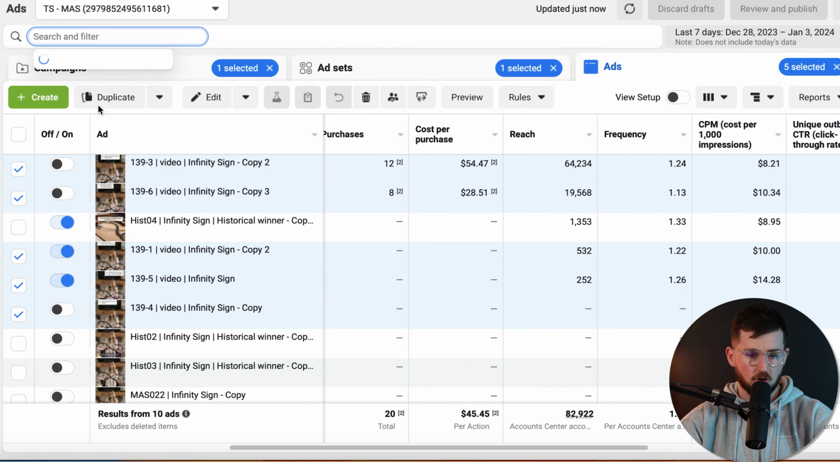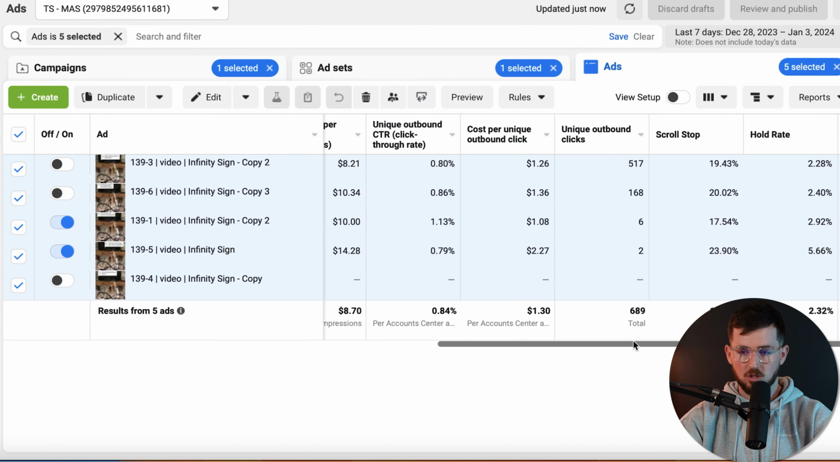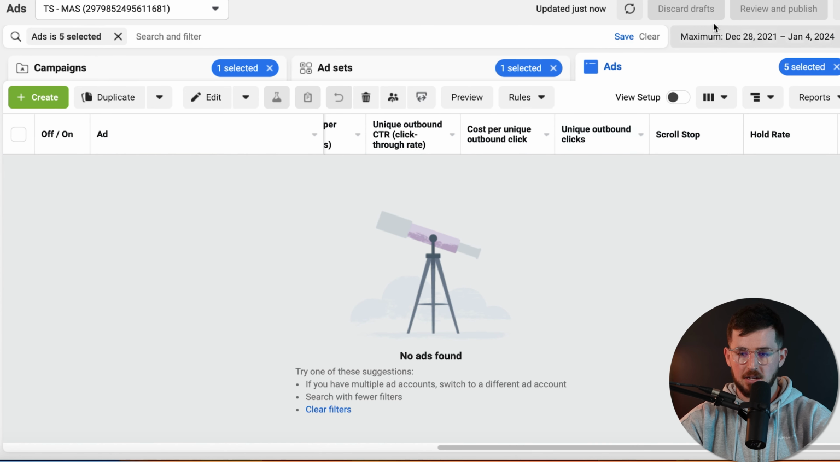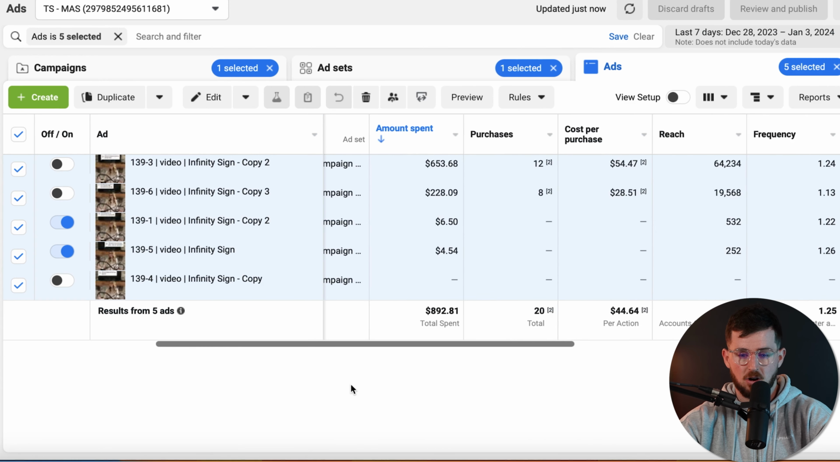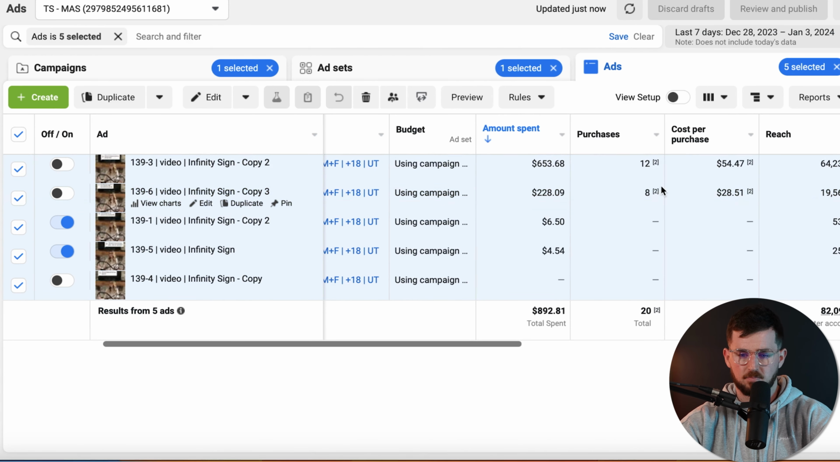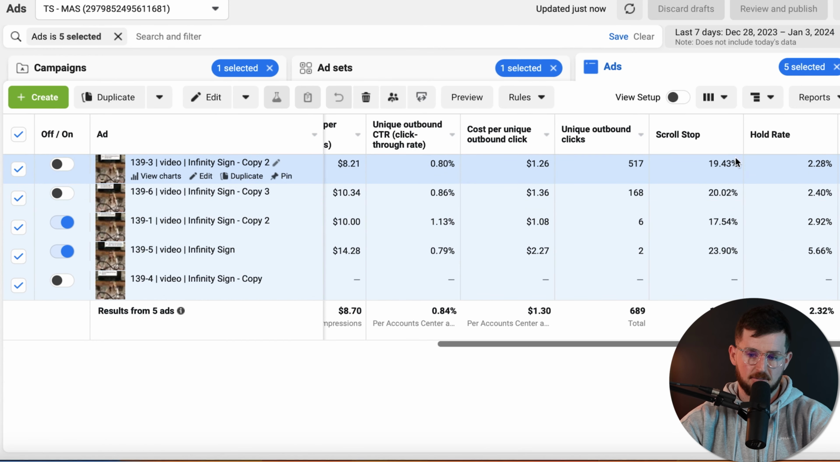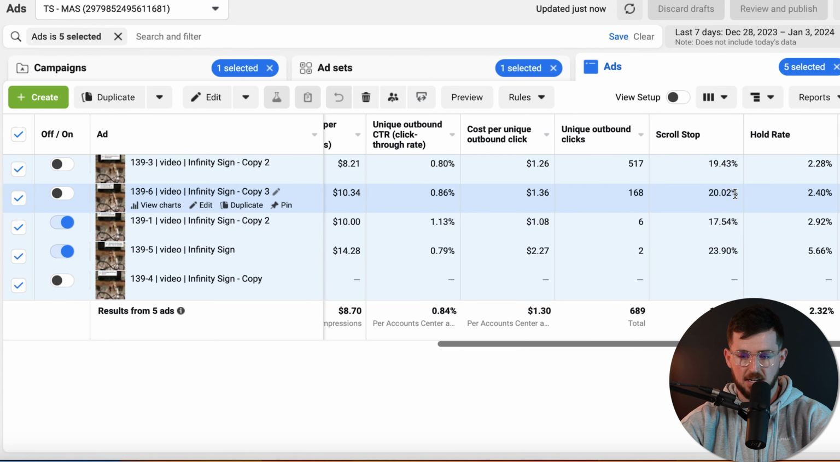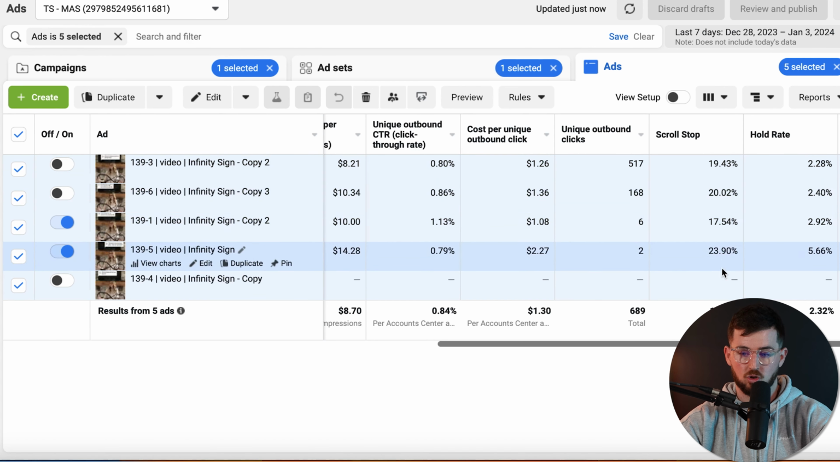So here's a variety of creatives right here. They're all fairly similar. I think we just tested different hooks on each one. This is cool that we have this because now I can see the different scroll stops, because again, you don't want to compare the scroll stop of too many different things. Right here, this is sorted by spend. This ad's $653. This one's $228. They're both turned off because they just weren't performing at the level we needed. They both had about the same average, 19%, 20%. This one has 17% scroll stop. This one had 23%. So they all have different scroll stops.